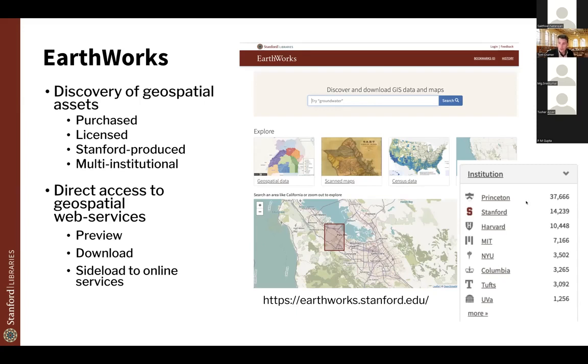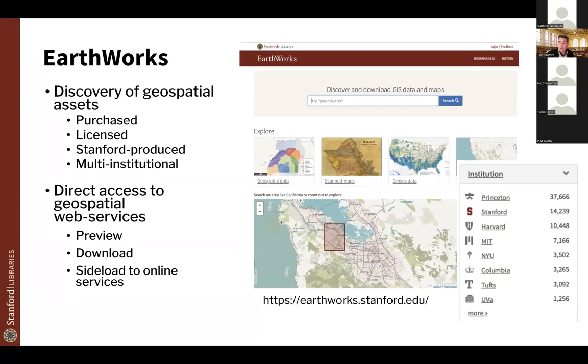You can also find those of other institutions, so tens of thousands from Princeton, Harvard, MIT, NYU, and Columbia. Essentially these other schools have described their materials, and because they're digital, many of them are accessible. If they're not licensed, if they're open to everyone, many of them are accessible to scholars at Stanford. So what they have done is made their metadata accessible to us and to the entire community. We grab that metadata and we index it and we load it into EarthWorks.